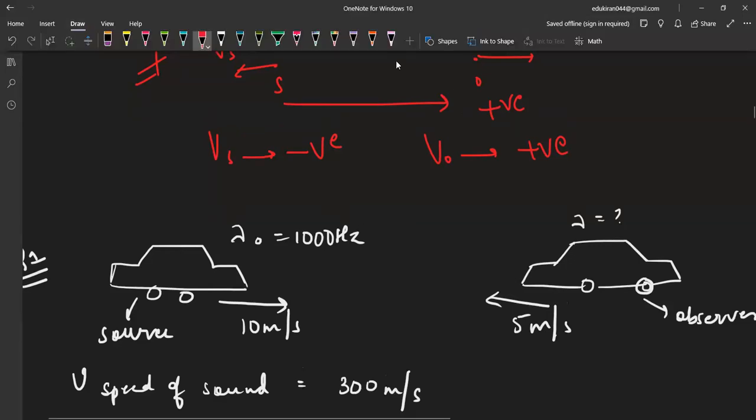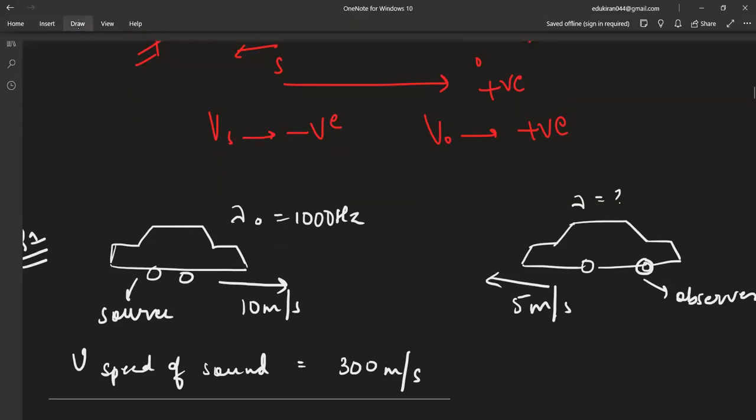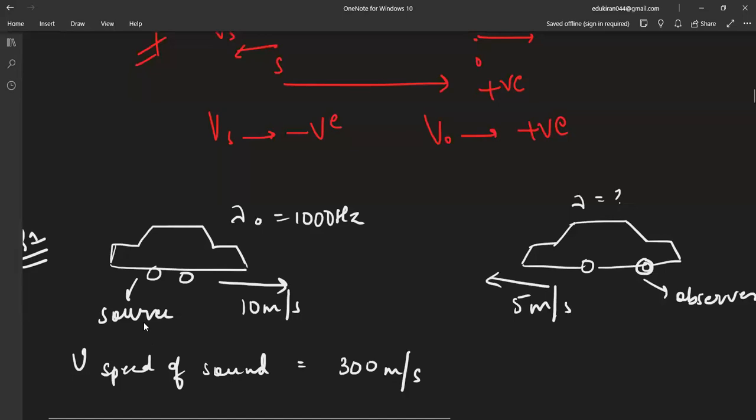Okay, look at this question. This is a vehicle, this is the source, this is the observer. This is moving with 10 meters per second, this is moving with 5 meters per second. Both the directions are mentioned. This is the original frequency, 1000 hertz. And speed of sound is, here it's given, 300 meters per second.